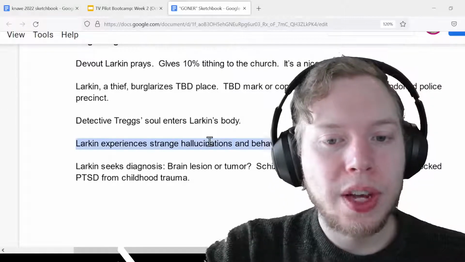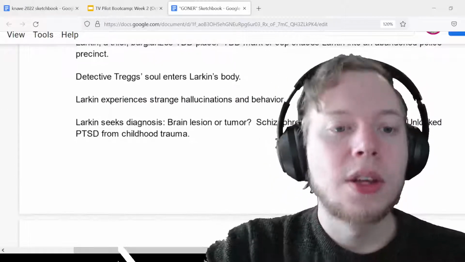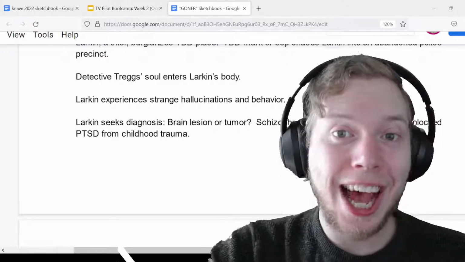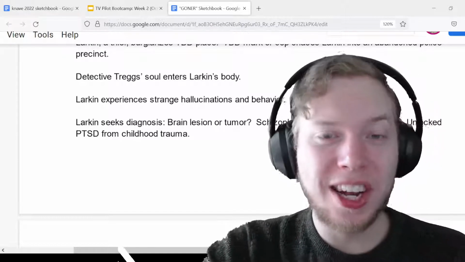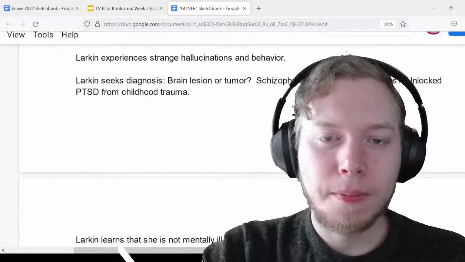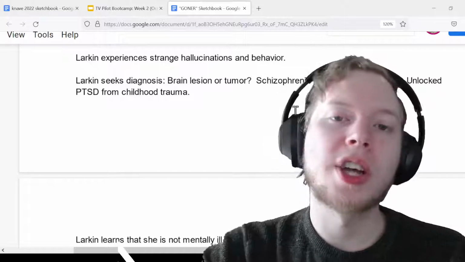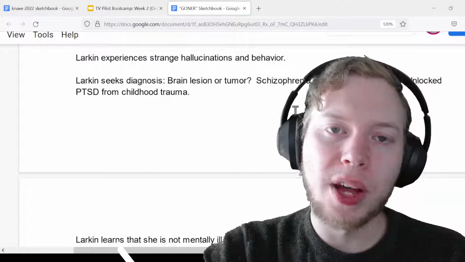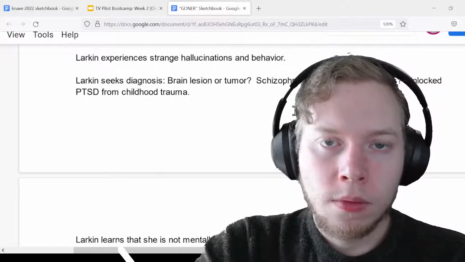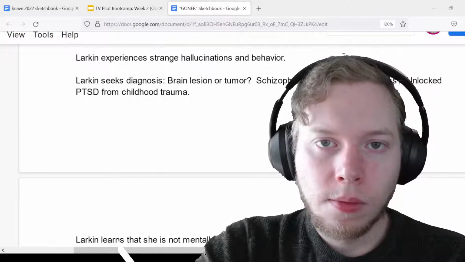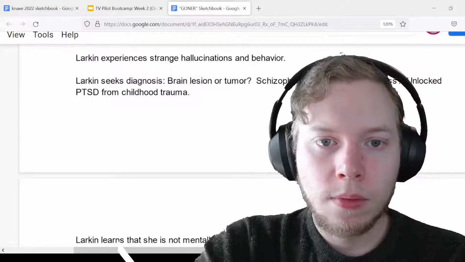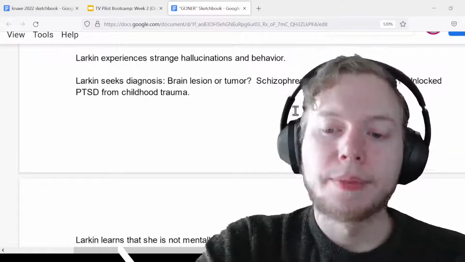Larkin experiences strange hallucinations and behavior. Certainly. By hallucinations and behavior, you mean she's seeing a detective from the 70s talking to her, right? I was actually thinking more like seeing things that he remembers. Oh, okay. So she's not quite sure what's happened yet. That's what I was thinking. I don't want to overcomplicate it, so I'm open to direction, but I was hoping to hold off on seeing the detective, and maybe you could think it's demonic possession, something a little more sinister.